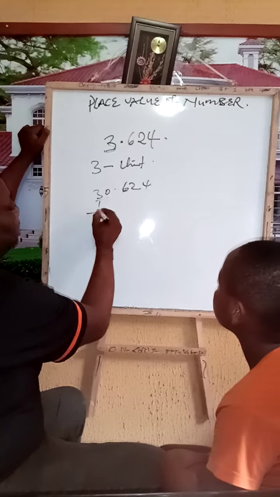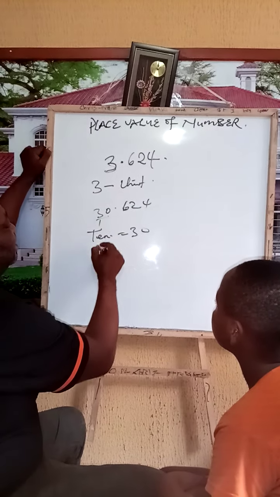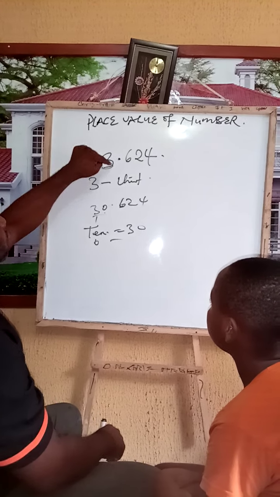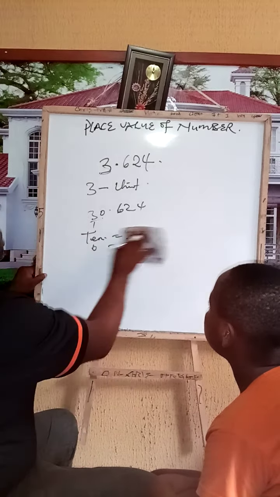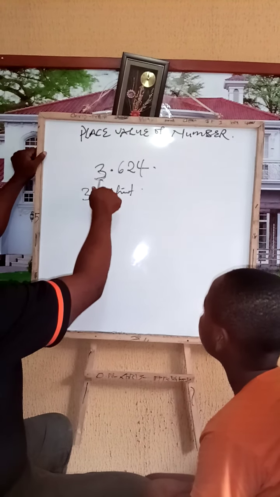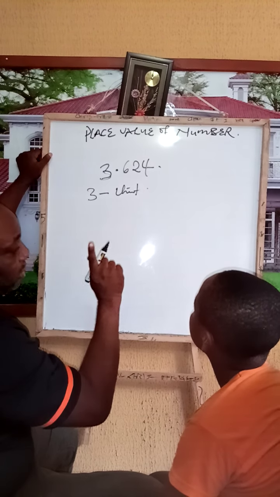It will be under what? Tens. That is 30. Then 0 will be under what? Units. But now just have a single digit. That is 3. So for this 3, it stands for what? Unit. 3, just a single 3.